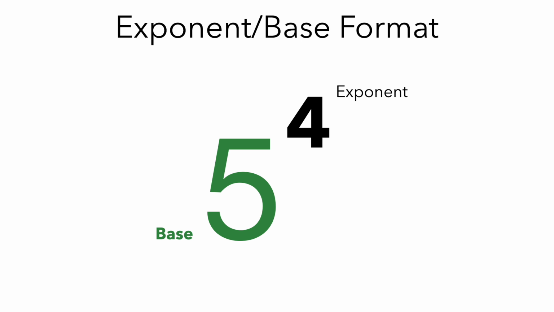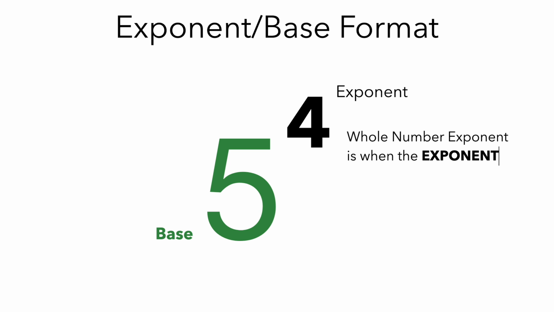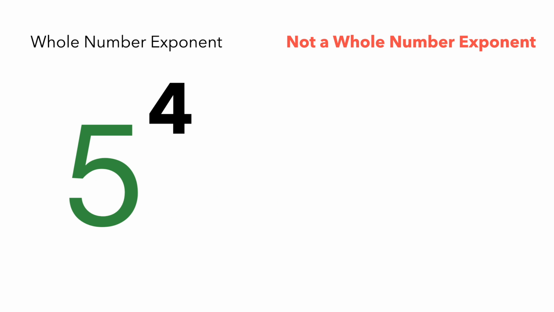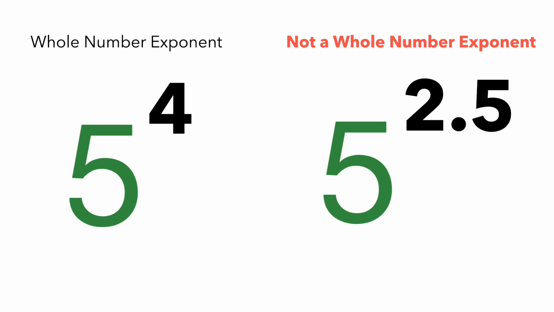In this video, we are covering whole number exponents, and whole number exponents are when the exponent is just a whole number. So it is exactly how it sounds. Let's go over some examples of whole number exponents and some exponents that are not whole number exponents. So 5 to the 4th, that is a whole number exponent. 5 to the 2.5, that 2.5 has a decimal in it, so that's not a whole number exponent.